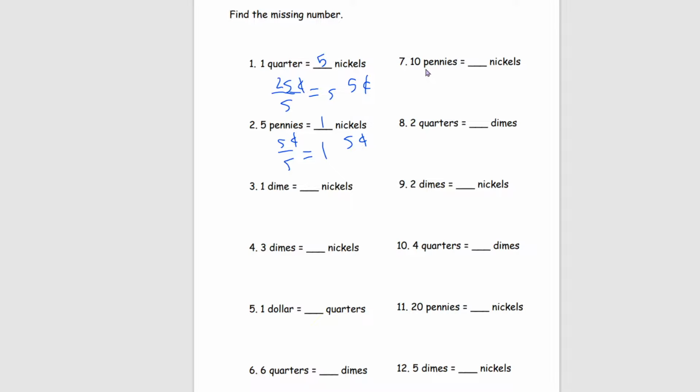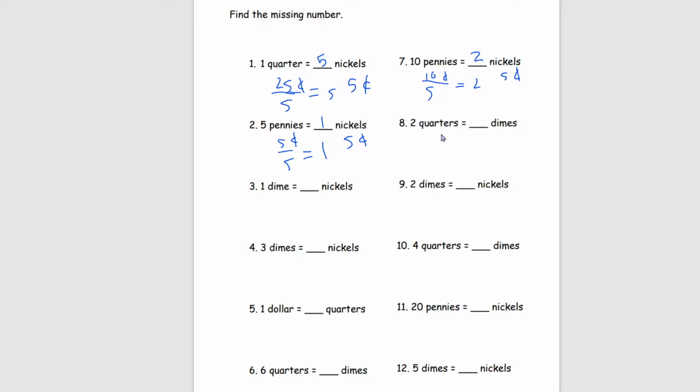For number 7, we have 7 pennies is equal to blank nickels, and 10 pennies equals 10 cents. And we know that nickels are 5 cents each, so we're just going to divide by 5, and we get 2. So 2 nickels are in 10 pennies.